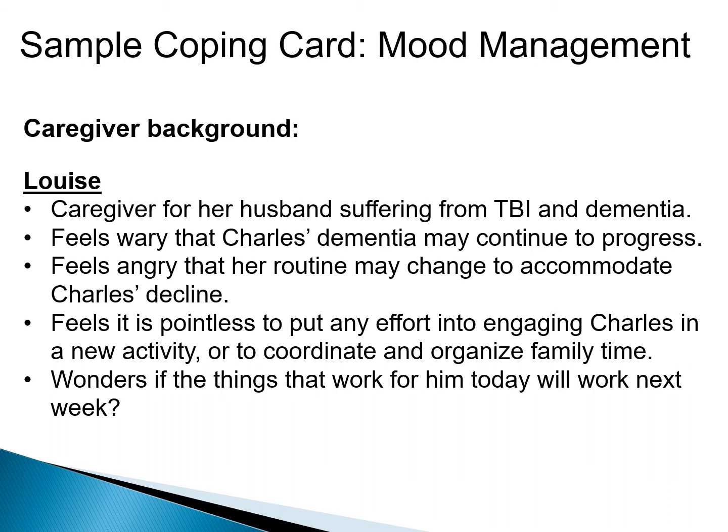She feels angry that she doesn't even have the luxury of knowing that her routine next week or even next month may change to accommodate Charles's decline. She sometimes feels it is pointless to put any effort into engaging Charles in a new activity or to coordinate and organize any family time. She wonders, what if the things that work for him today won't work next week?